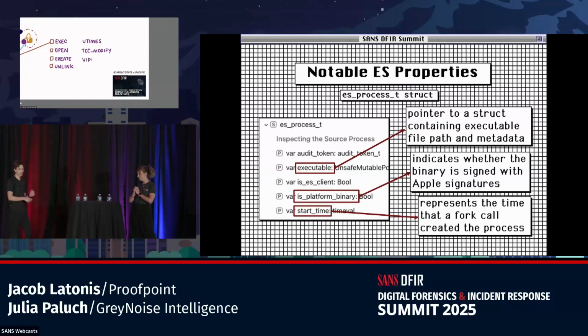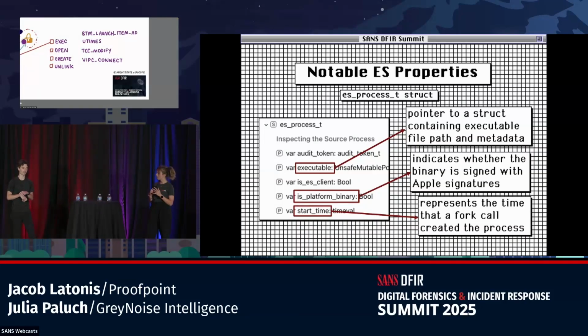Cool. And with all of these event types, we get relevant data in those. And some of them have data that is accessible in most, if not all of those events. One of those is the ES process struct. So in the process struct, we get quite a bit of data. We're going to point out some of the ones that are most valuable to look at right away. So the executable struct contains the executable file path and metadata about the executable that made that thing happen on the system.